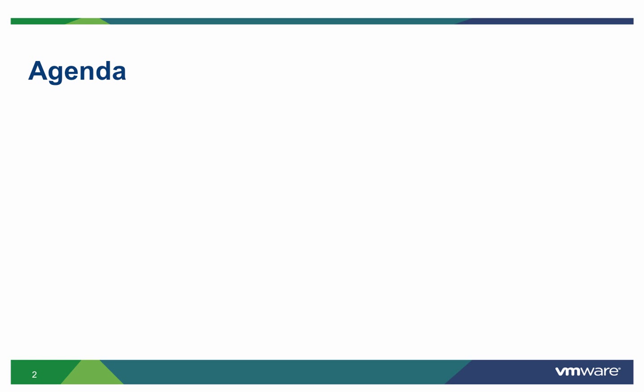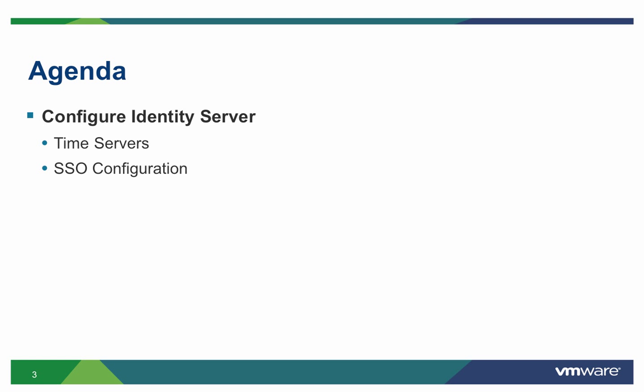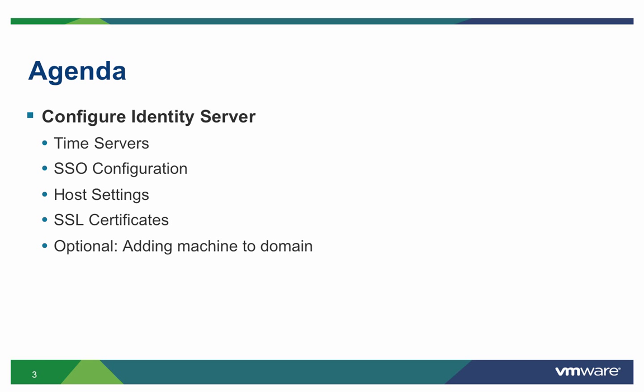During the deployment, you'll be prompted for the appliance's hostname, IP address, subnet mask, gateway, and DNS server, so please make sure to have this information ready. From there, we'll get into configuring the different settings within the identity server. We'll start by configuring the time servers, then move into the SSL configuration, then set the host settings, and then create an SSL certificate. All of these steps are required except for adding the machine to a domain.